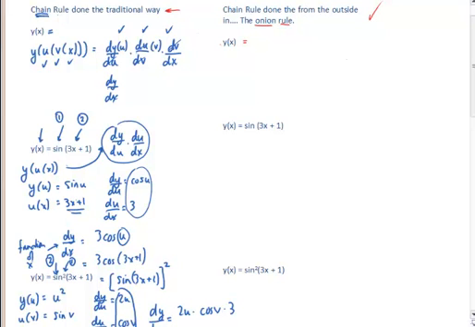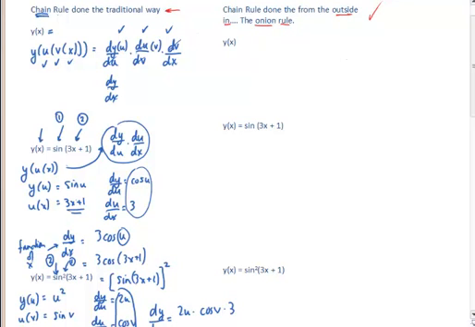Hello everybody, this is Mr. McAllen again, and hopefully you had a chance to watch the earlier video of the chain rule done the traditional way. What I'm going to do now in this video is, hopefully in a shorter amount of time, show you how to do the chain rule using what I like to refer to as the onion rule, or done from the outside in.